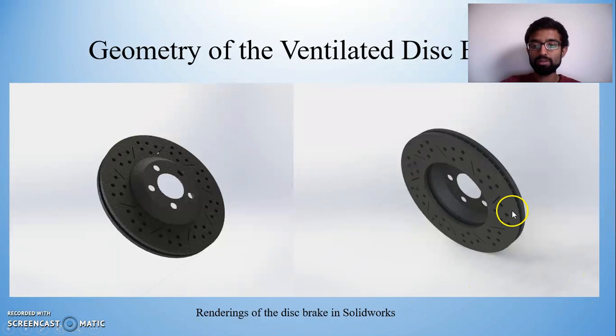As it is clear from the rendering of the disc brake, you can see that there's a gap in the middle of the two discs, and hence this is a ventilated disc brake, as you can see over here too. And you can also see that on the faces over here, a number of circular and long vents have been provided. This is to dissipate the heat which is generated during the braking.